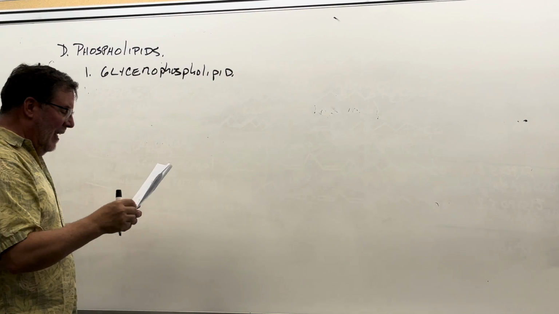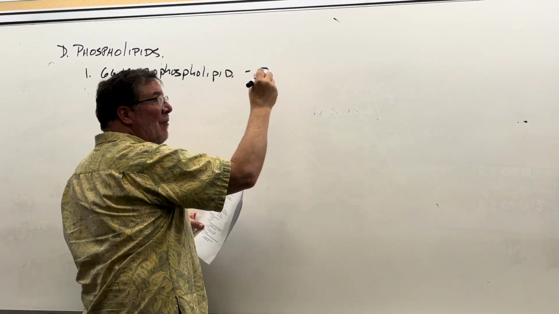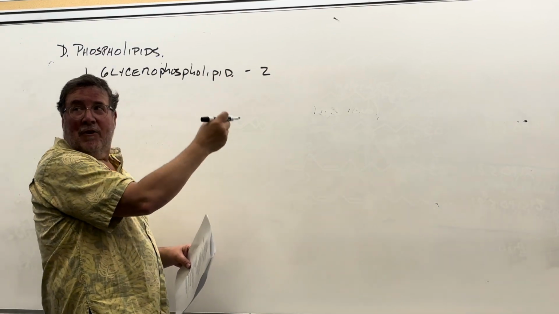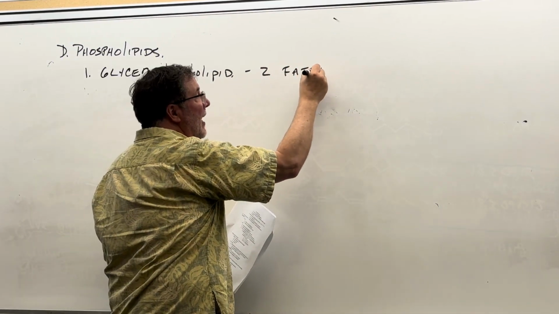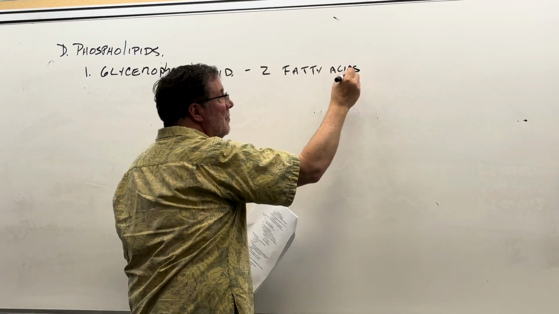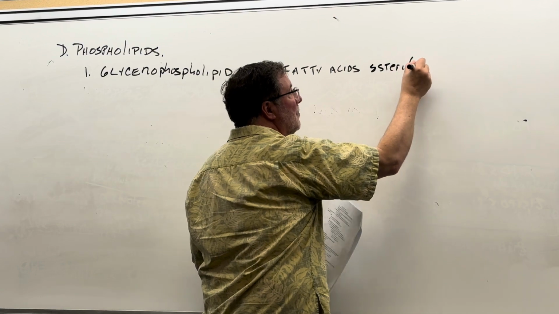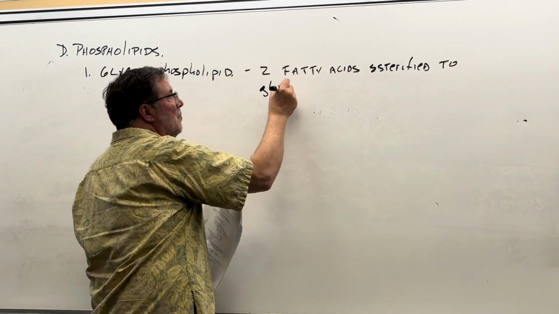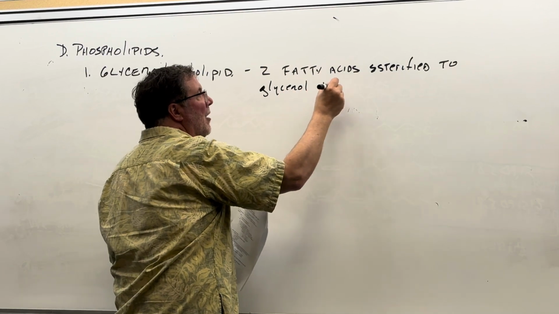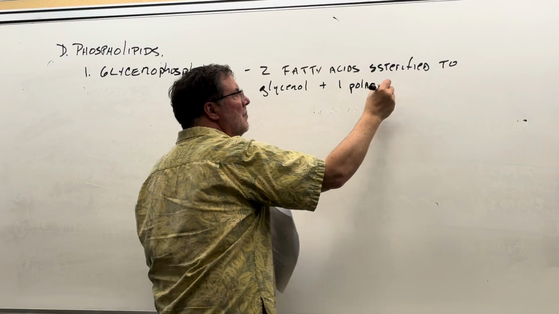So with glycerophospholipids, we have two fatty acids. Again, we have a glycerol backbone, just like we did with the triglycerides, except we now only get two fatty acids esterified to glycerol, plus one polar head group.